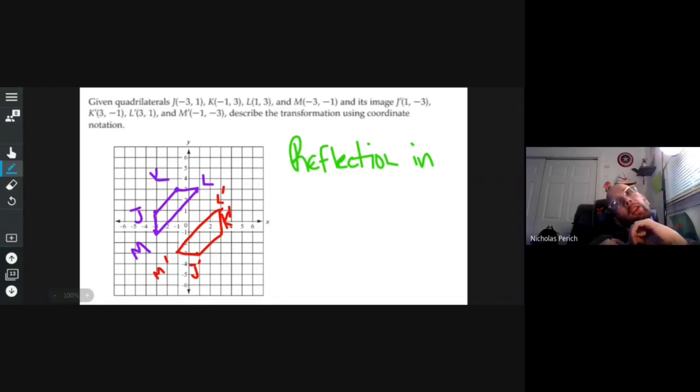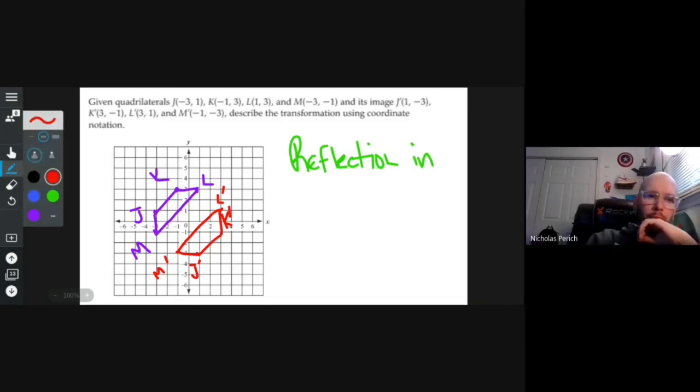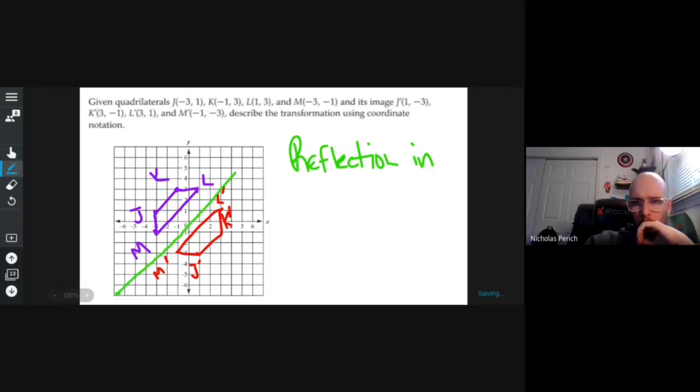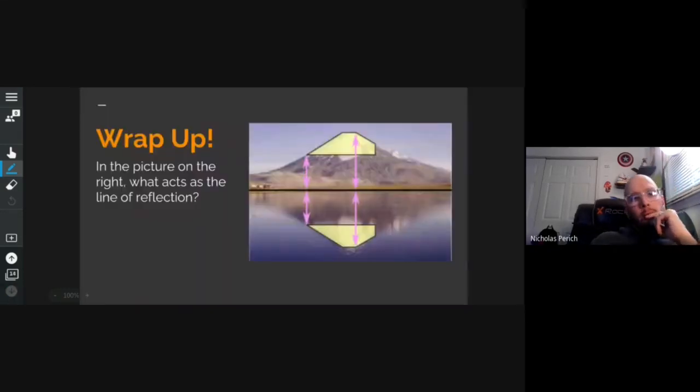Tilt your head sideways if it helps. There's my mirror. Y equals x is correct. I know what you said, but that's the same thing. All right, so in this picture on the right, what acts as the line of reflection? That pond, that lake there, acts as the line of reflection.